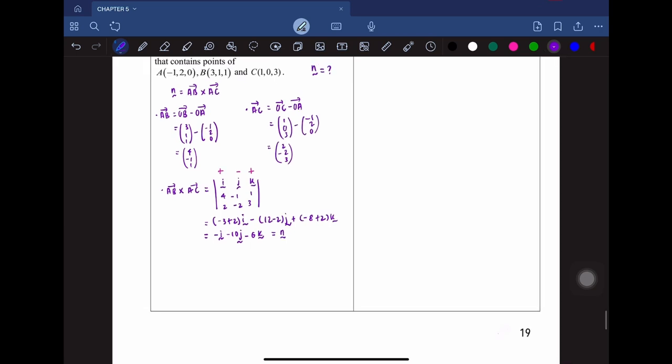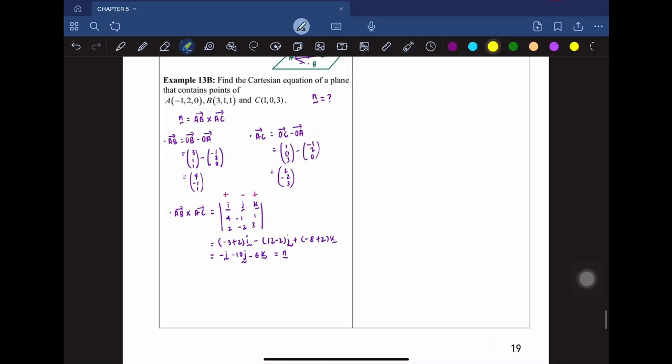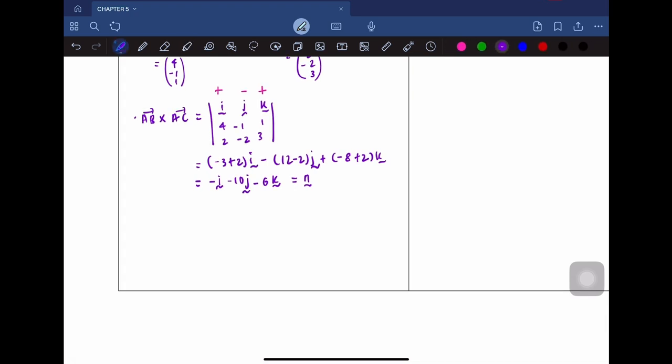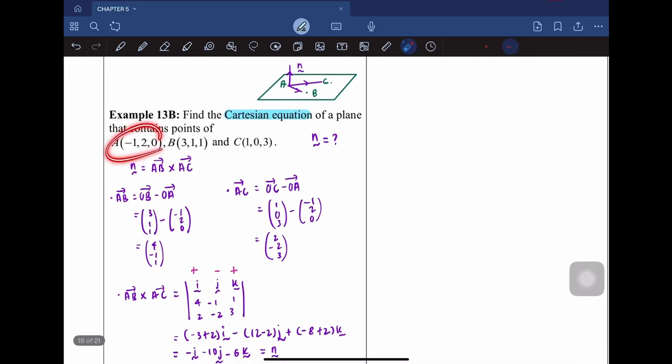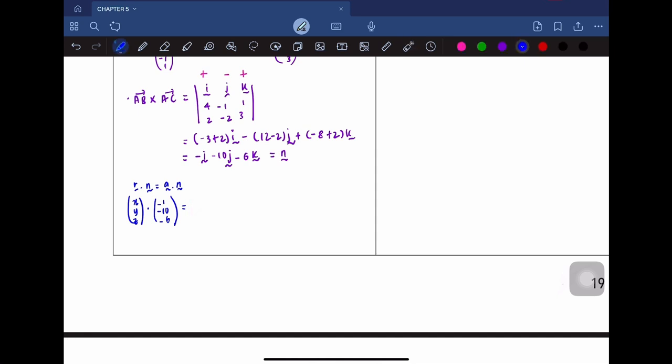Now since we already have a fixed point, either A, B, or C, and we already have the normal vector, we're going to insert them into the equation. The question needs us to find the Cartesian equation, so let's first find the vector equation. r dot n equal to a dot n. Since we are going to find the Cartesian, I insert the column vectors. Our n is negative 1, negative 10, and negative 6. Our a is any fixed point, so let's choose A as our fixed point.